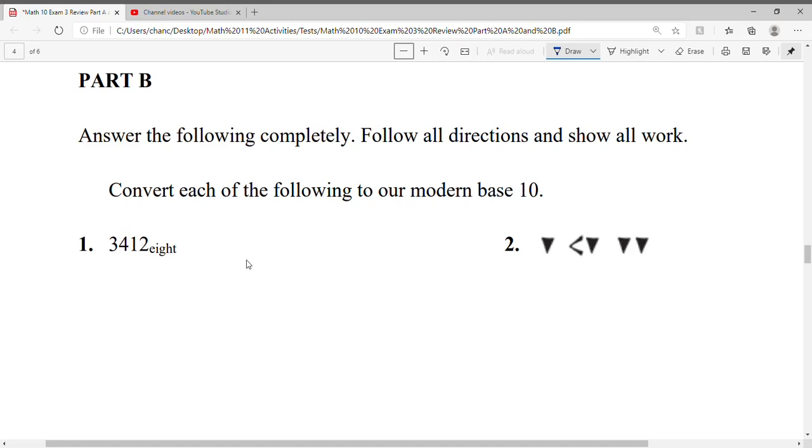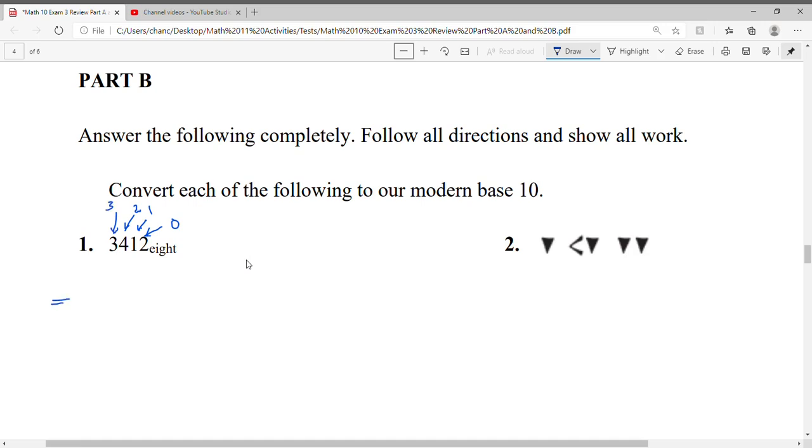Part B. We're going to practice for exam 3 again. Let's try question 1. Let's convert 341 in base 8 into base 10. Now the exponent for this one is a 0. This is a 1. This is an exponent of 2. And this is an exponent of 3.